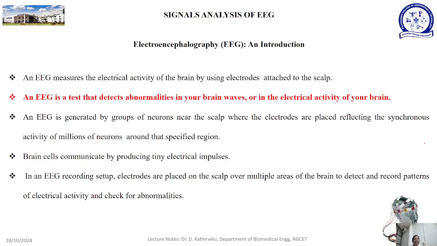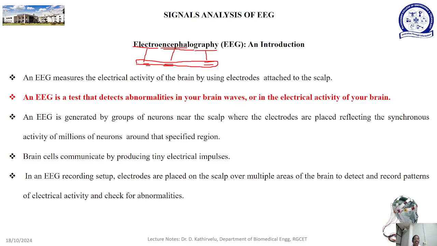To start with, what is EEG? EEG stands for electroencephalography. As I said earlier, graphy means study, encephalon means brain, and electro means electrical activity. So EEG is the study of electrical activity of the brain. The study of electrical activity of the brain is called electroencephalography.